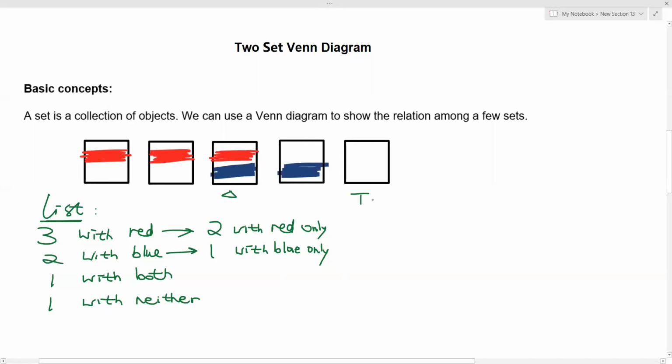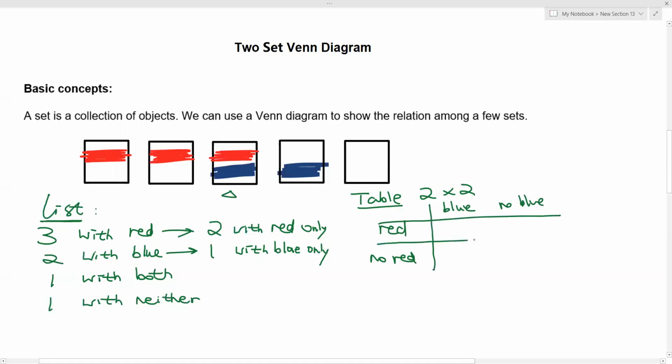Then another method I want to introduce is to make a 2x2 table. This is called a 2x2 table. And what we do here is that we can simply make 4 cells. So red and no red, and then we can do blue and no blue. Okay, and then we draw these lines, a vertical line and a few horizontal lines. Now we have 4 cells, and let's see.